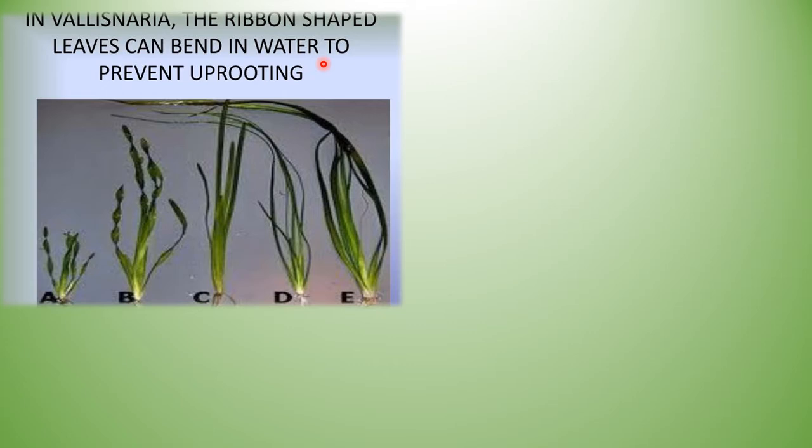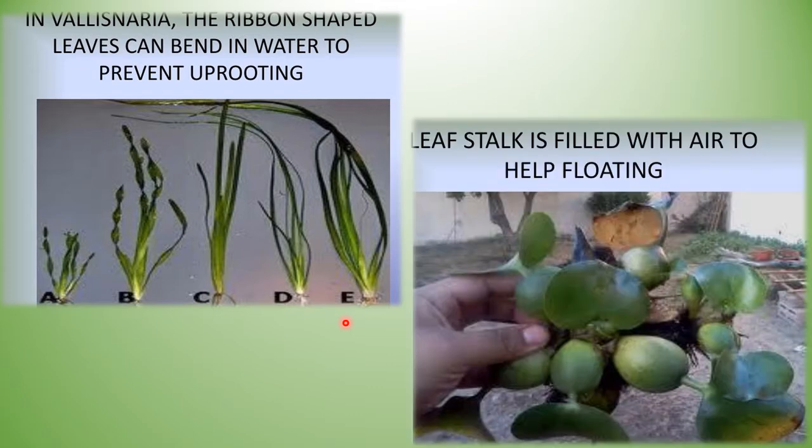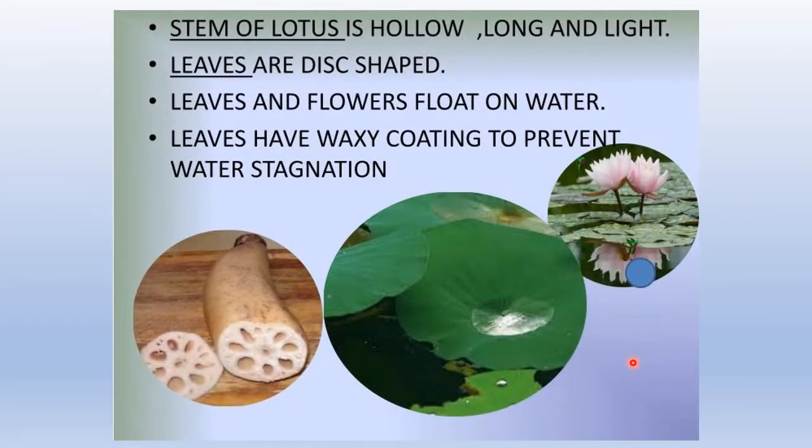Vallisneria has ribbon-shaped leaves that can bend in water to prevent uprooting due to the water current. The leaf stalk is filled with air to keep them floating. The stem of the lotus is hollow, long and light. Leaves are disc-shaped, and leaves and flowers float on water. Leaves have a waxy coating on them to prevent water stagnation.